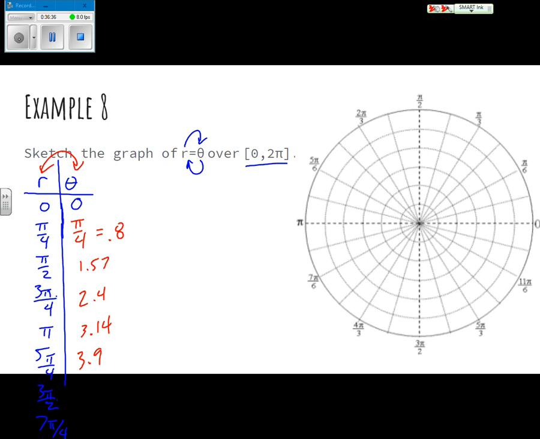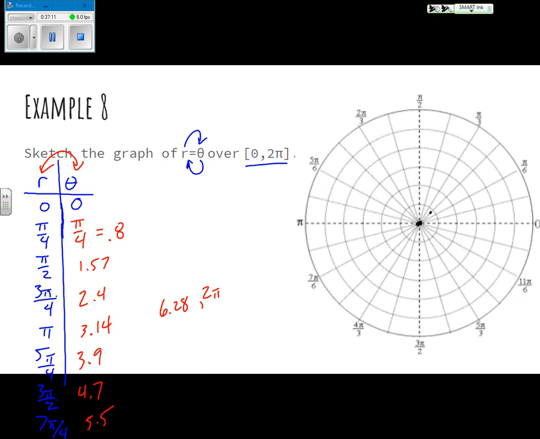3 pi over 2 gave me 4.7. And 7 pi over 4 gave me 5.5. If I was to plug in 2 pi, I would expect to get 6.28. So whatever theta is, r is, and whatever r is, theta is. I even got my table backwards on this one. It doesn't matter because everything comes out the same. So I get 0, 0. And then I did pi over 4, 0.8. So I just came out to right there.